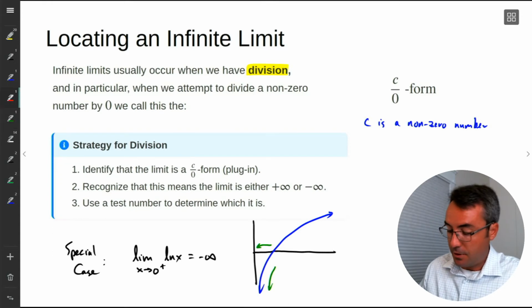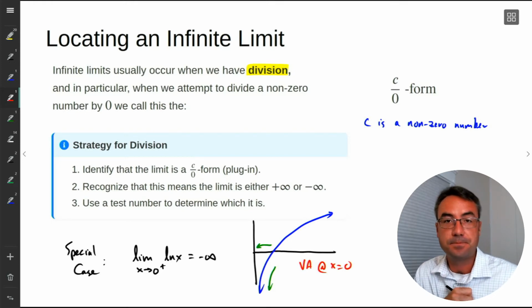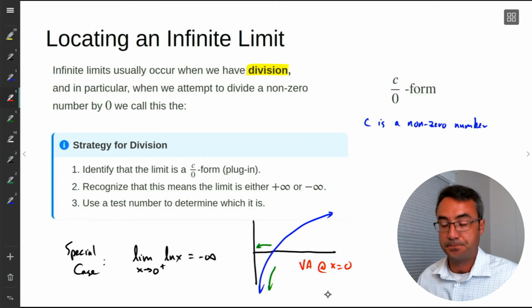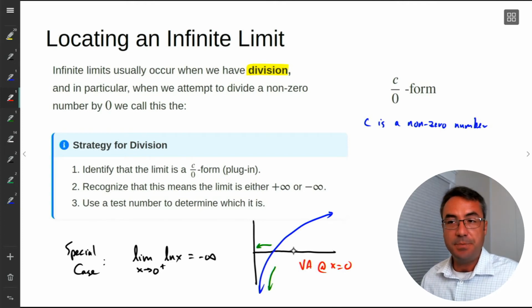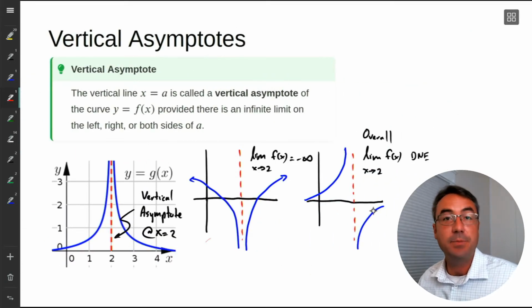And so this has a vertical asymptote at x equals 0. And the log function is undefined for negative x values, so there is no left side. It's only the right side here, but that's enough to say that we actually have a vertical asymptote. The graph of this function has a vertical asymptote at this line x equals 0. So it could just be we have an infinite limit on just one of the sides, or it could be on both of the sides, or it might just be different behavior on either side.